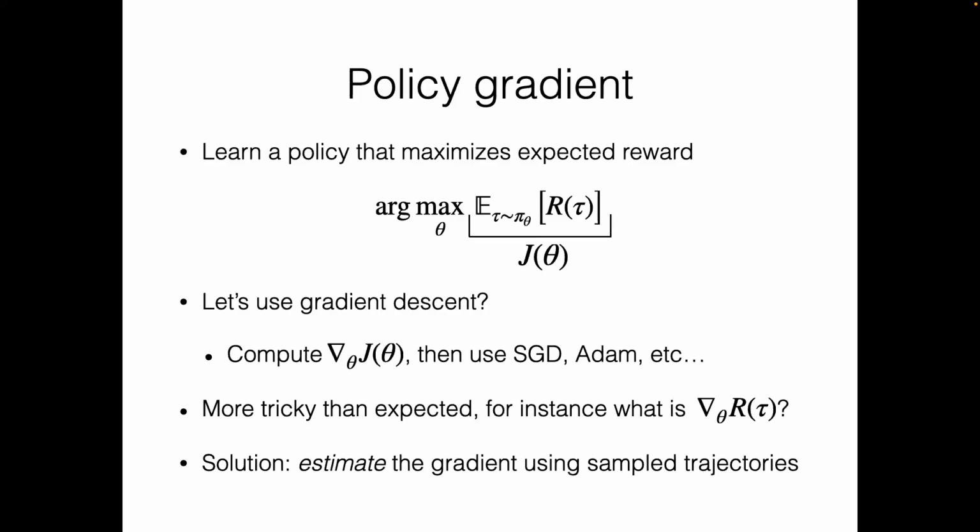And so the solution is going to be to use a kind of clever trick and get some estimate of this gradient based on interactions, or based on sample trajectories. Then once we get a gradient estimate, we'll be able to use just normal backpropagation, normal SGD, Adam, things like that.